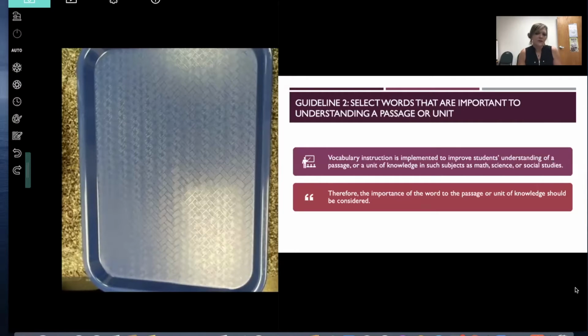And so therefore the importance of the word should be considered. For example, if you are reading a story and the word contagious is important for them to know, to have the underlying meaning for the passage, to know what that passage is talking about, then you're going to make sure that they understand what contagious is. Or if you have a science chapter that focuses on photosynthesis, then you want to make sure that they know what photosynthesis means before you continue on.